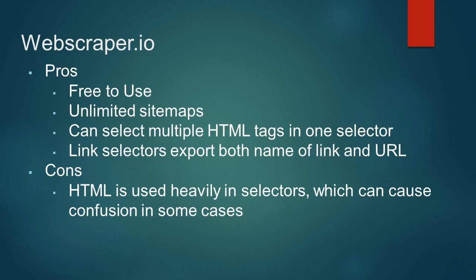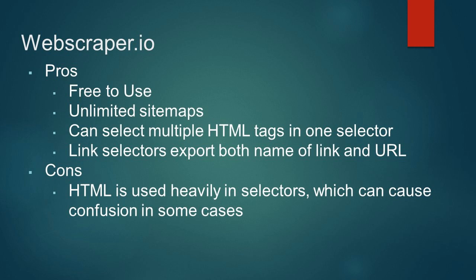One thing that I like about it is that you can add multiple levels of HTML. So say you have a title of an exhibit followed immediately by a description, that it might be listed as a header tag followed by a paragraph tag. You can tell the system to grab both of those at one time. And also, when you select a link, it will pull not just the name of the link, but also the URL, and it will give you both in separate columns in the exported file.